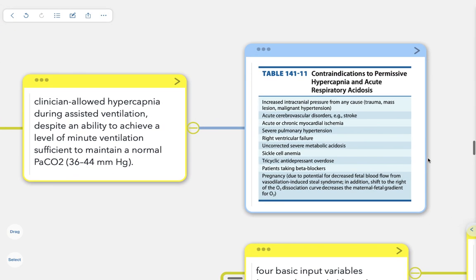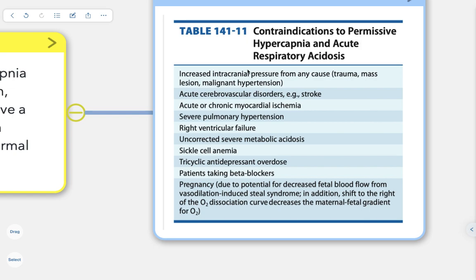So there are certain contraindications. This includes increased intracranial pressures from any cause, as in the case of trauma, mass lesion, or malignant hypertension, acute cerebrovascular disorders, for example stroke, acute or chronic myocardial ischemia, severe pulmonary hypertension, right ventricular failure, uncorrected metabolic acidosis, sickle cell anemia, tricyclic antidepressant overdose, patients taking beta blockers, and pregnancy, due to the potential for decreased fetal blood flow from vasodilation-induced steal syndrome, right?